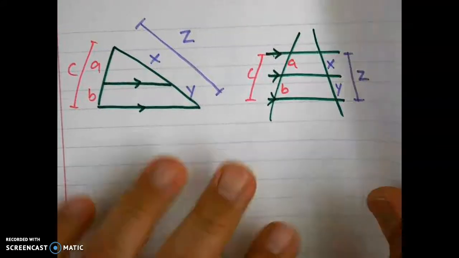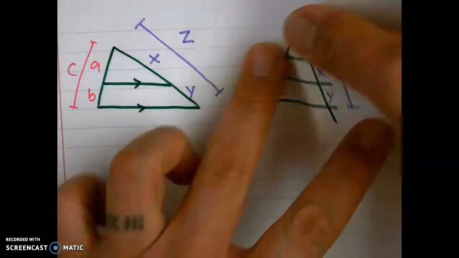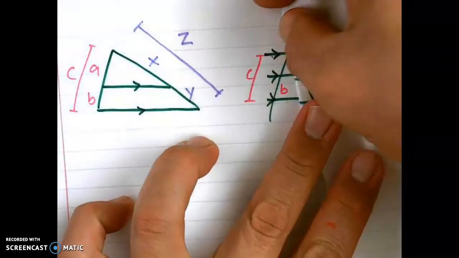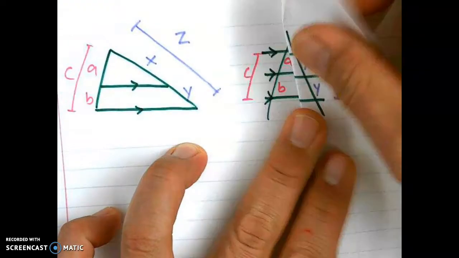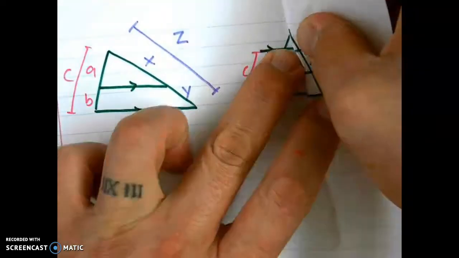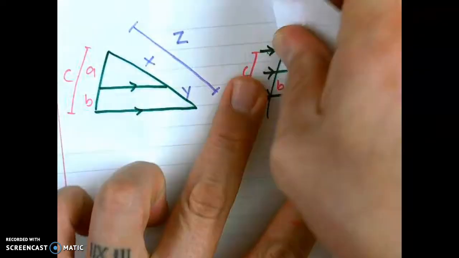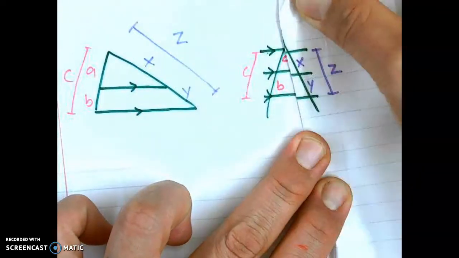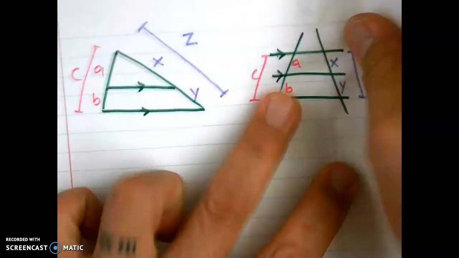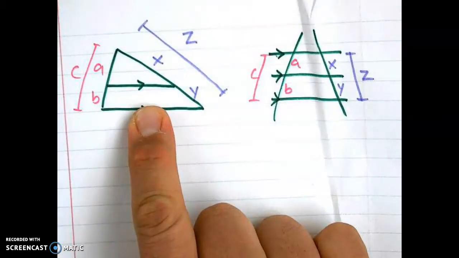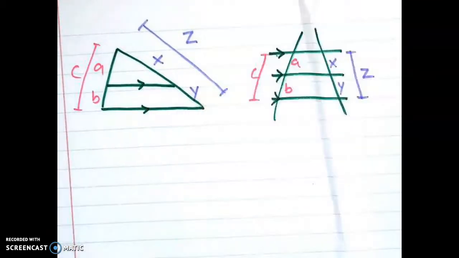If I fold this paper over, notice you're going to get a triangle. Okay? It's not working out. But you get the idea, right? If I fold the paper over, I get this exact same figure. So the proportions are still the same.